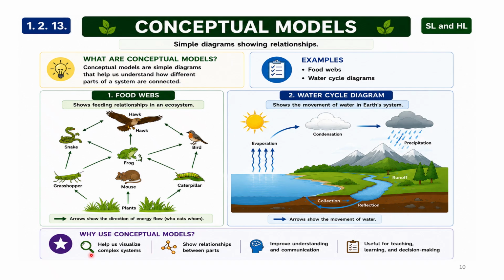Conceptual models are valuable because they help visualize complex systems, reveal relationships between components, improve communication, and support learning and environmental decision-making.